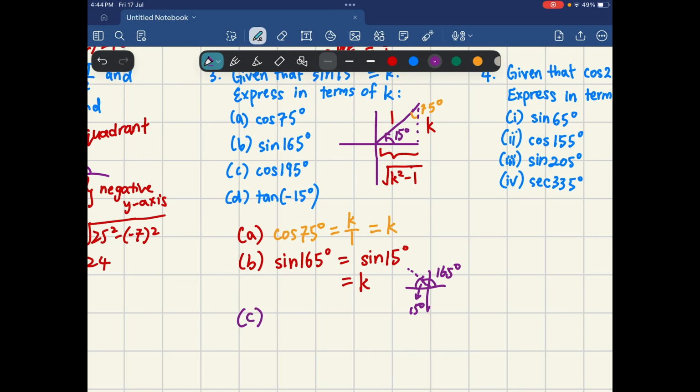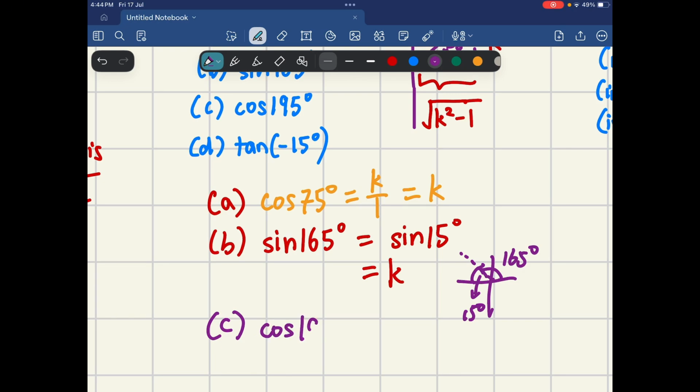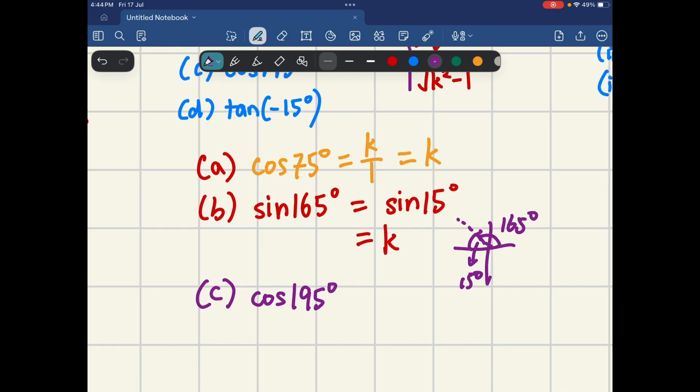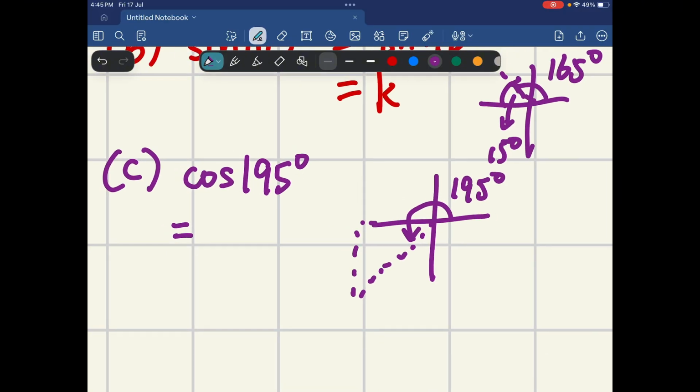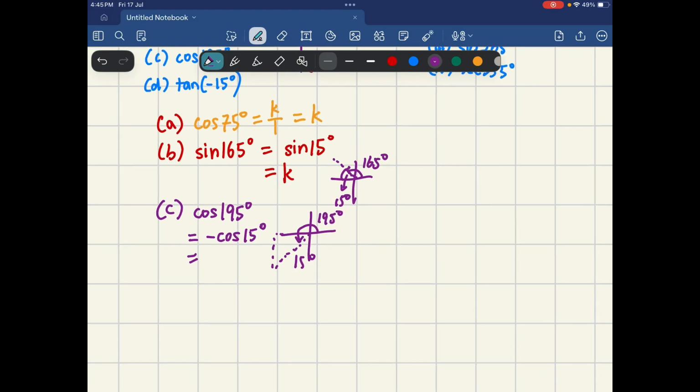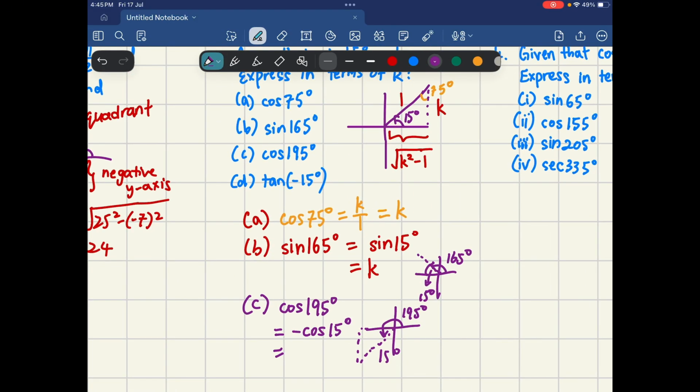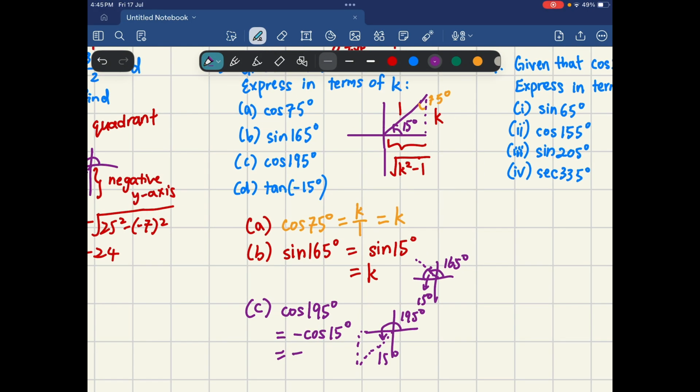C wants us to find cosine of 195 degrees. So here we'll draw out another diagram where this will be 195 degrees. And we want to find cosine. So this is minus cosine 15 degrees, since this is in the third quadrant. So cosine of 15 degrees will be minus, and cosine of 15 degrees is adjacent over hypotenuse.